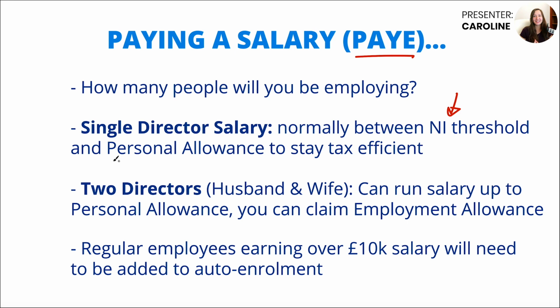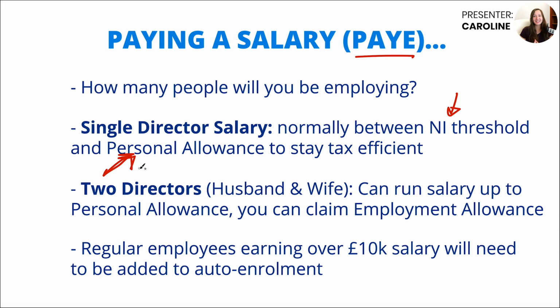The other one is personal allowance. Everyone pretty much is entitled to a personal allowance unless they've got a certain amount of income. For example, once you start earning over 100k, you start to lose your personal allowance. But everyone's entitled to this to start with, and it's currently £12,500 for the year, and this is the amount you can receive as income before any personal tax is paid on salary.